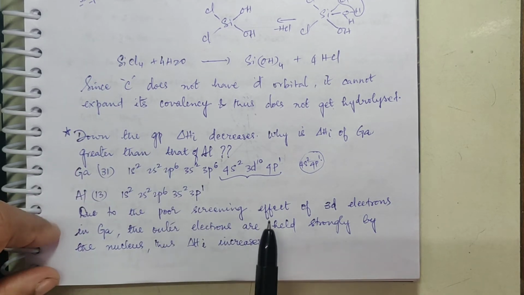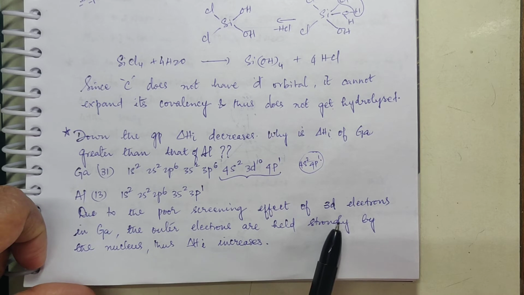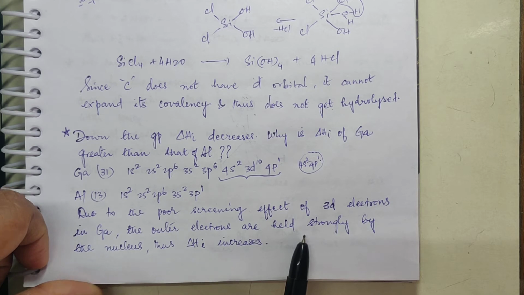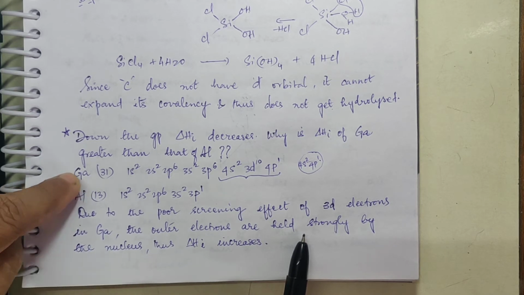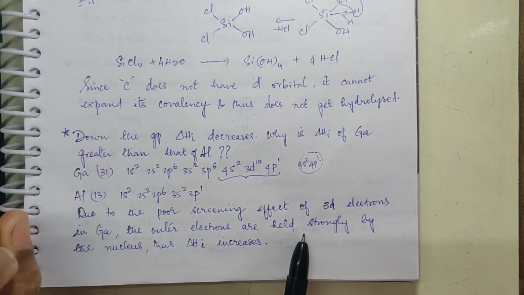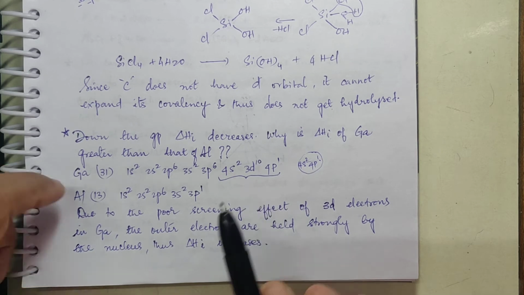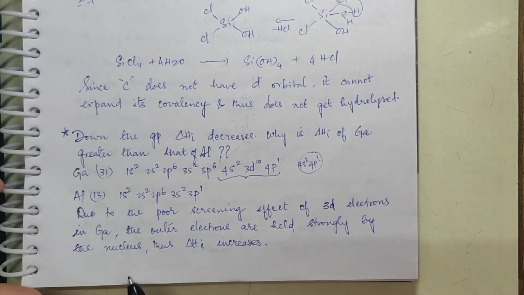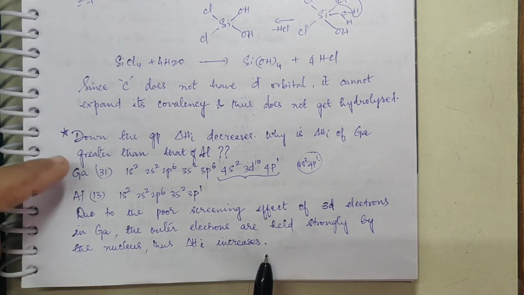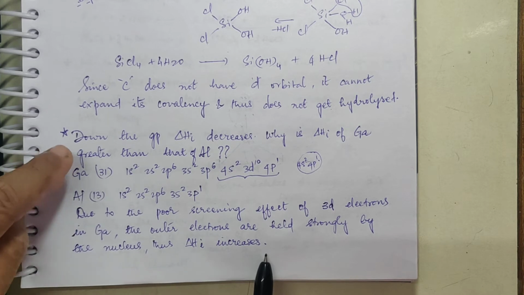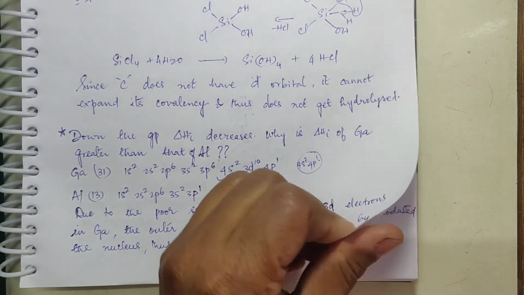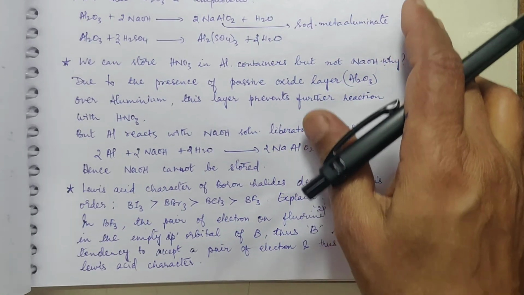So here, due to the poor screening effect of 3d electrons in gallium, the outer electrons are held strongly by the nucleus, because here this gallium has a nuclear charge of 31, proton number is 31, is it not? Greater nuclear charge also and poor shielding also. Both the things have given rise to a condition where the ionization energy is increasing. Is that clear? Gallium's ionization energy is slightly more than aluminium, not much but a little, right? Now the same question you have already studied in periodic classification also, and again I have told you here.